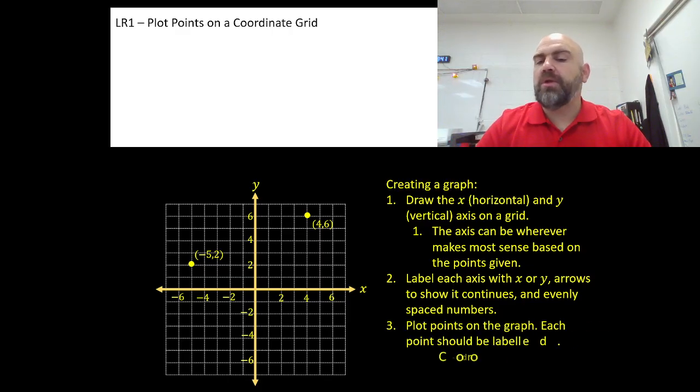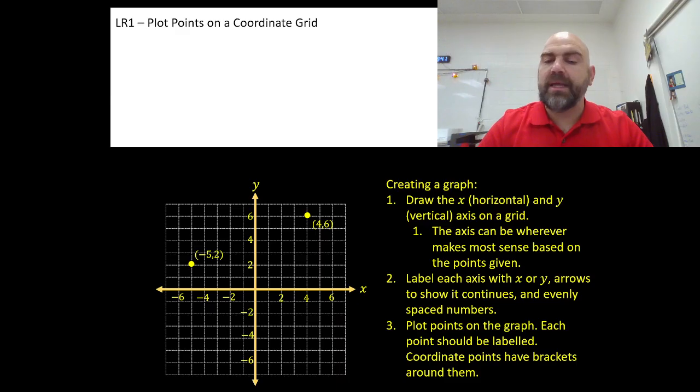And finally, make sure to plot the points on the graph. Each point should be labeled. Coordinate points have brackets around them, as you see in my example. So make sure that you are labeling it correctly so that someone can see what you are trying to describe.